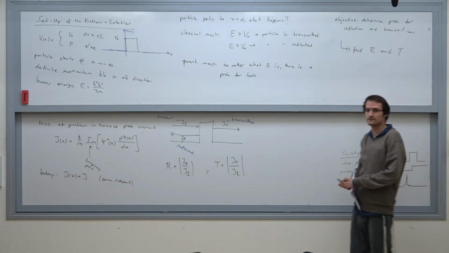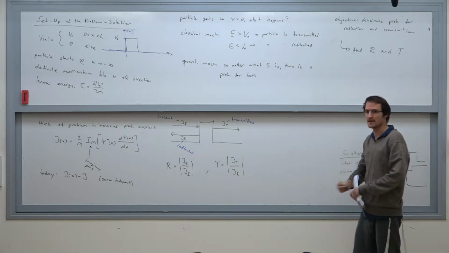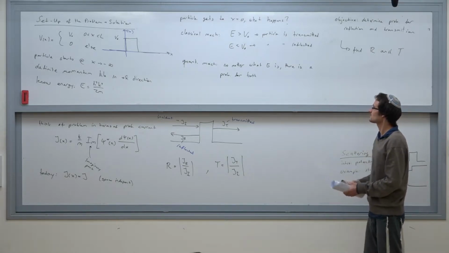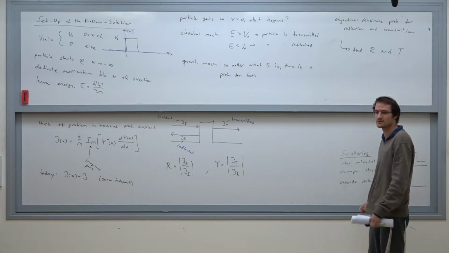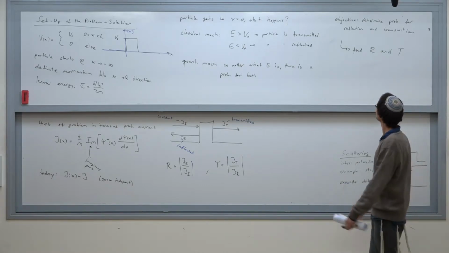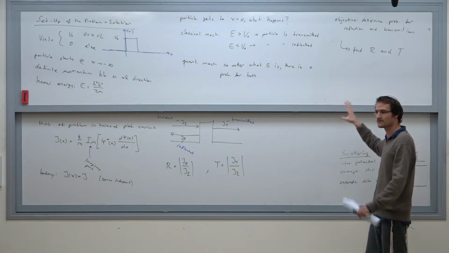That will be the objective for today for different problems, and you'll see that 80% of your homework will be finding these coefficients, and the other 20% will be analyzing the result. So this is what it's all about. We want to find R and T.